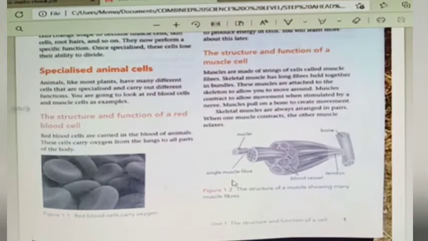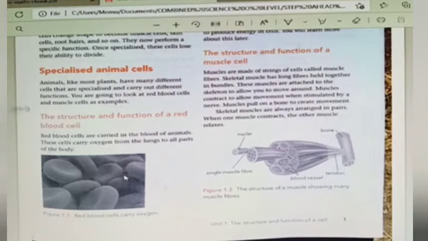So the first animal specialized cell that we're going to look at today is the red blood cells. So we should be able to identify the red blood cells under the microscope. So they look something close to this. If you know coffee drops, they look the same as the red blood cells. Okay, so the function of the red blood cells is to transport oxygen to all parts of the body.